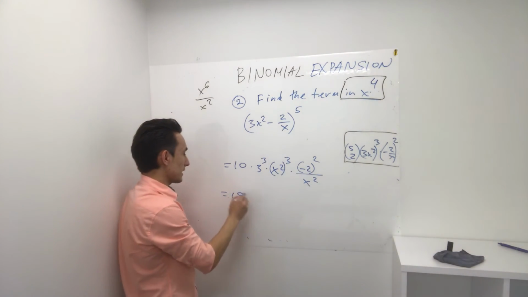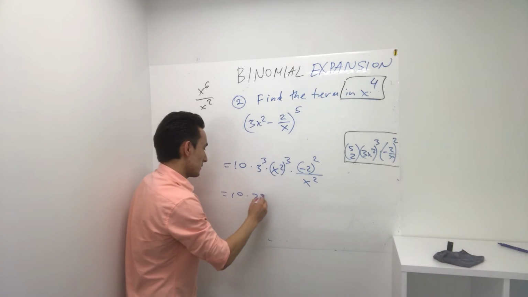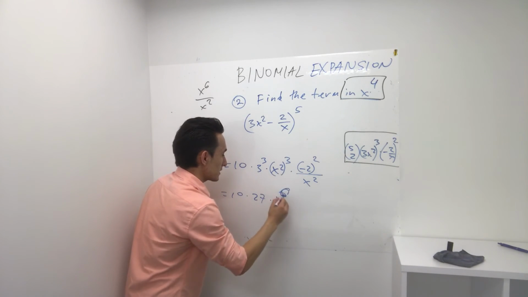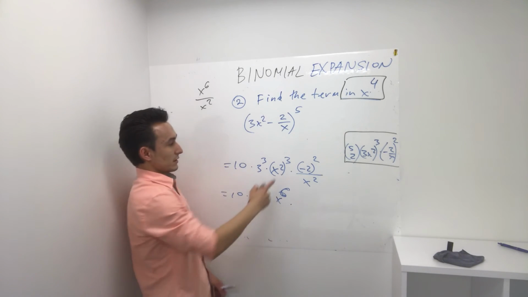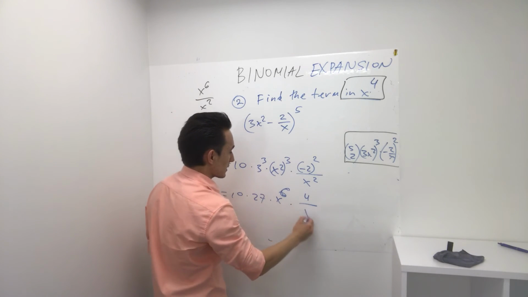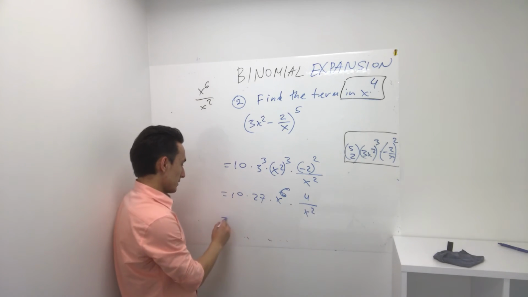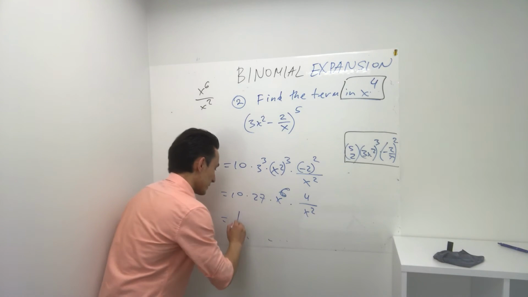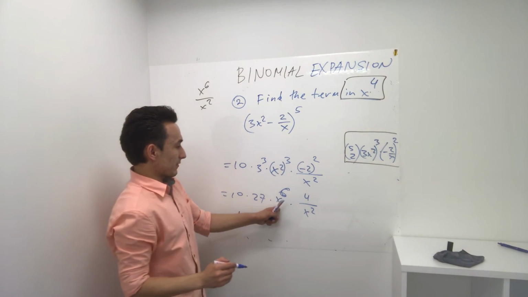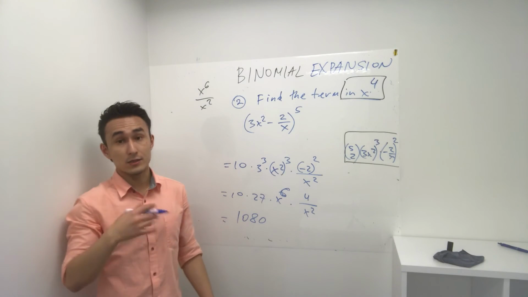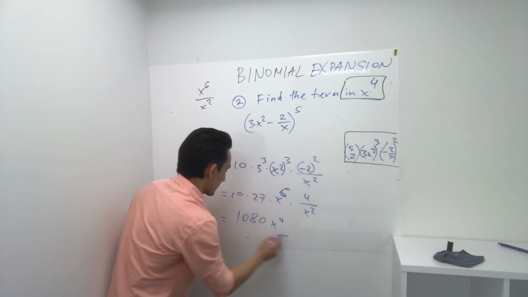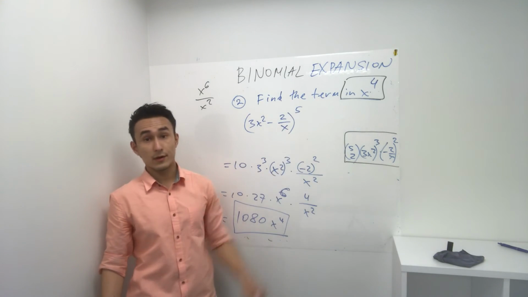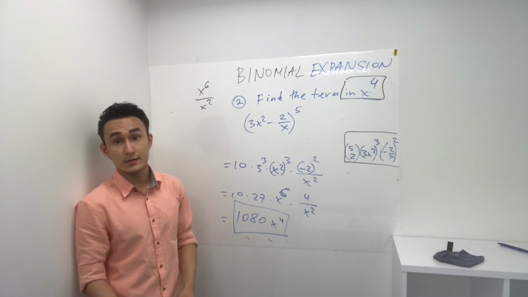Okay, so what's this? 3 cubed is 27, and then x squared cubed is x to the power of 6, right? x to the power of 6 here, and then times -2 squared is 4, and then over x squared. So what's this? 10 times 27 times 4 is 1080. 1080 x to the power of 6 divided by x squared is x to the power of 4. So here's the term in x4, right? This is the answer to this question.